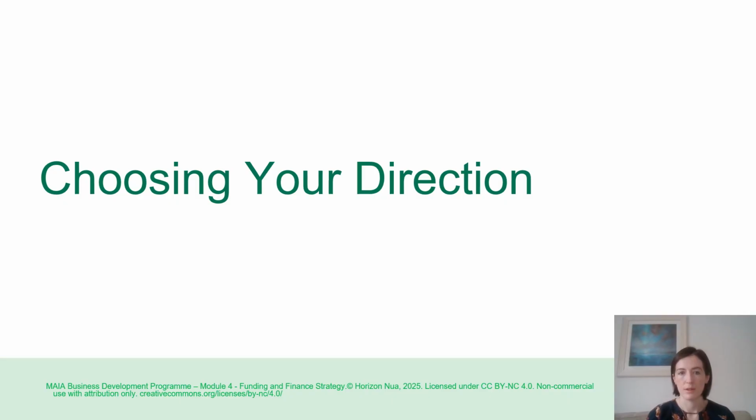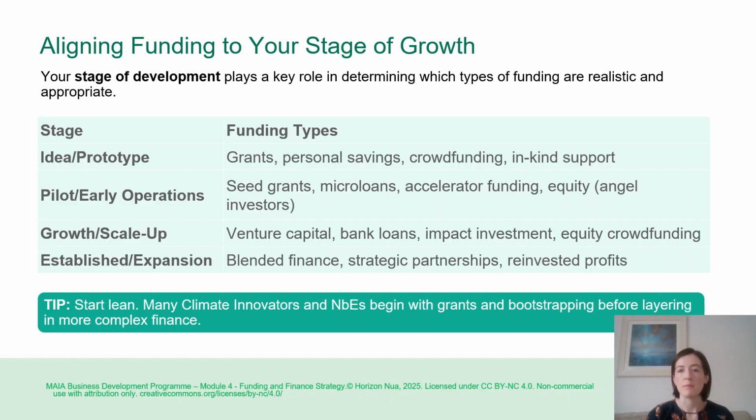Choosing your direction. One of the most important steps in building a funding strategy is understanding what kind of finance is appropriate for your current stage of development. Trying to secure venture capital at the idea stage, for example, is usually unrealistic and often distracting. At the idea or prototype stage, you're likely to rely on grants, personal savings, or even crowdfunding campaigns. You might also receive in-kind support, like free workspace or mentoring, through an incubator. These sources are typically low risk and mission aligned, making them ideal while you're still validating your concept.